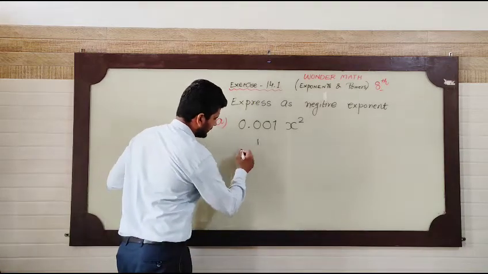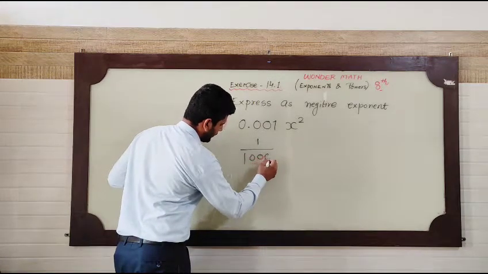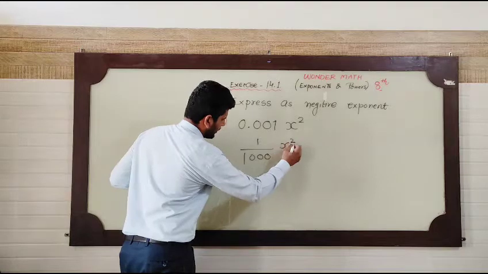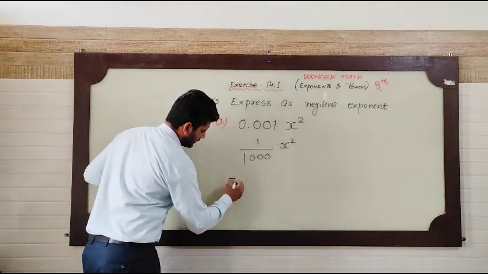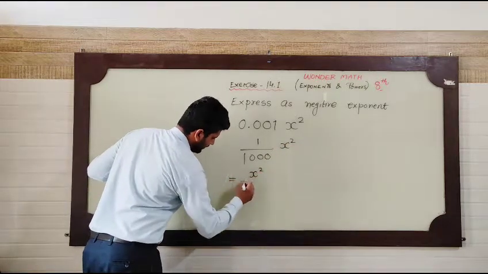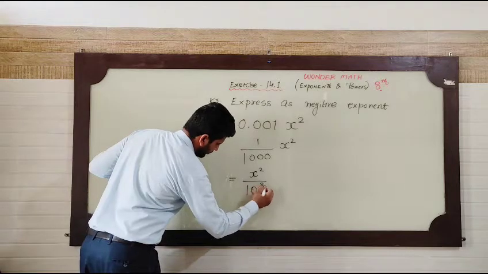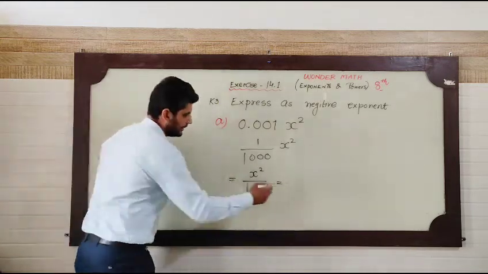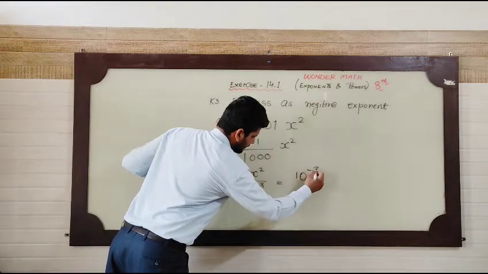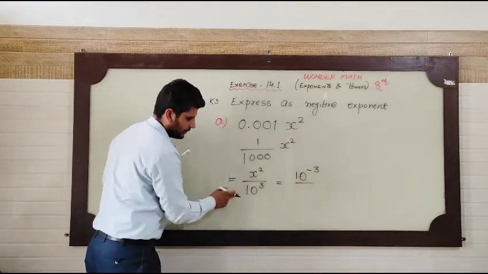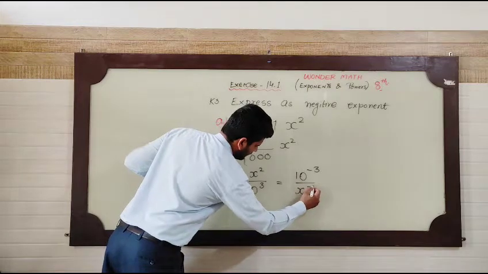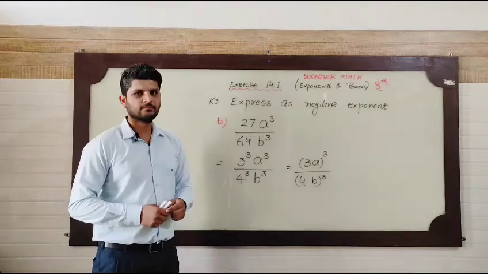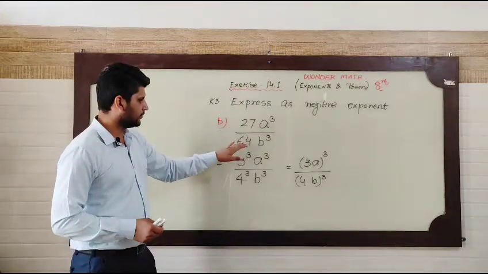I'll show you how. This can be written as 1 upon 1000 x square. So this can be written as x square upon 10 cube. As I told you earlier, the denominator's value goes to the numerator. This can be written as 10 power minus 3, and the numerator goes to the denominator, that is x power minus 2. And this is your part B, 27a cube upon 64b cube.